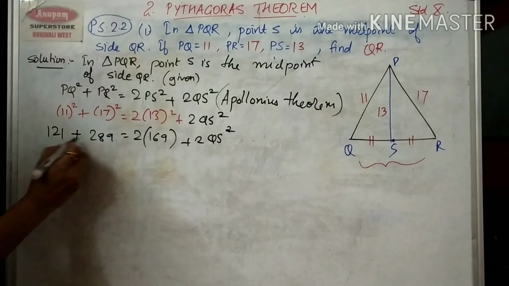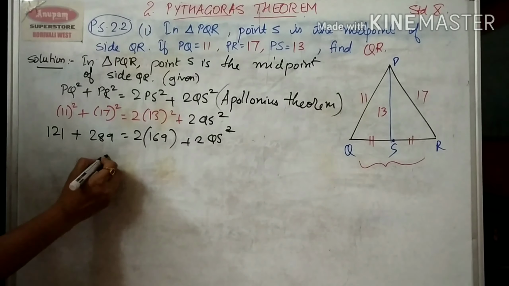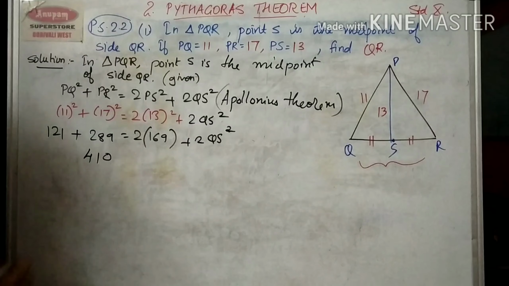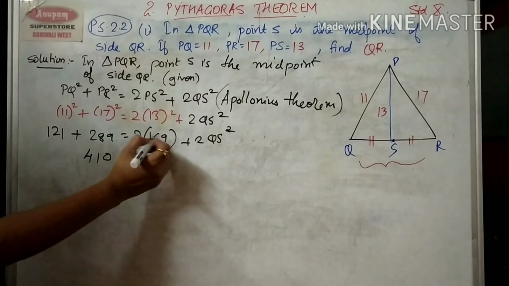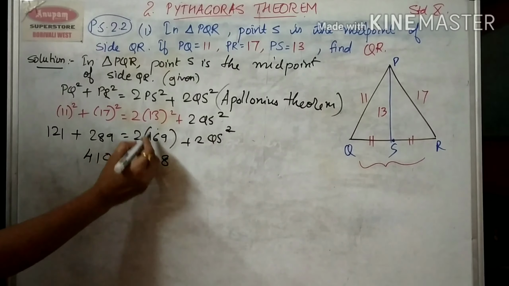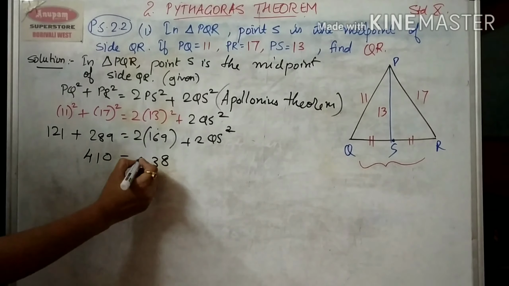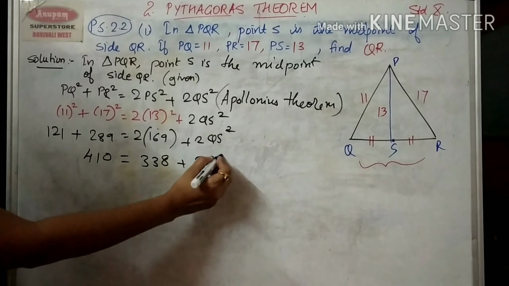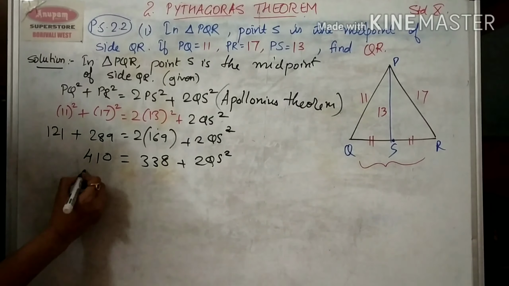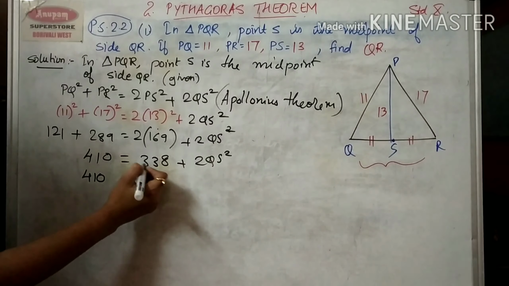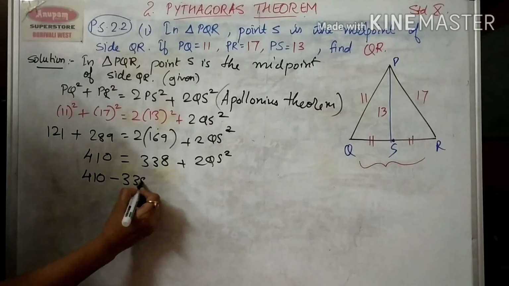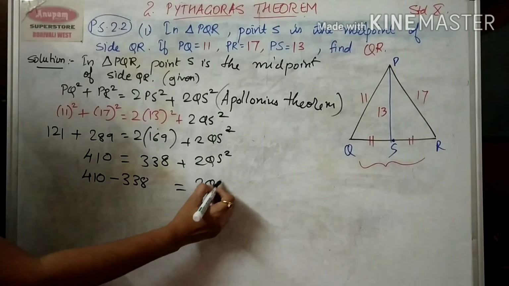So let us do the calculations. If I add these, 9 plus 1 10, 8 plus 2 will be 10 plus 1 11, 410 is equal to 2 into 169, 9 2s will be 18, carry 1, 2 6 are 12 plus 1 13, 2 1s are 2 plus 1 3, plus 2QS square. Now, 410, 338, I'll shift it here because I want only 2QS. So, minus 338 is equal to 2QS square.